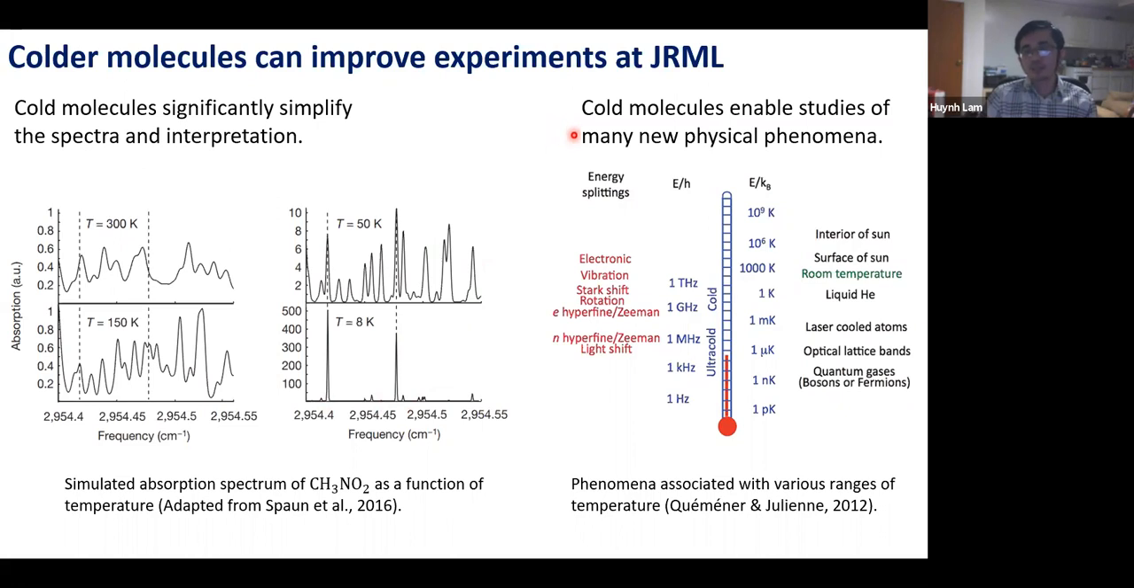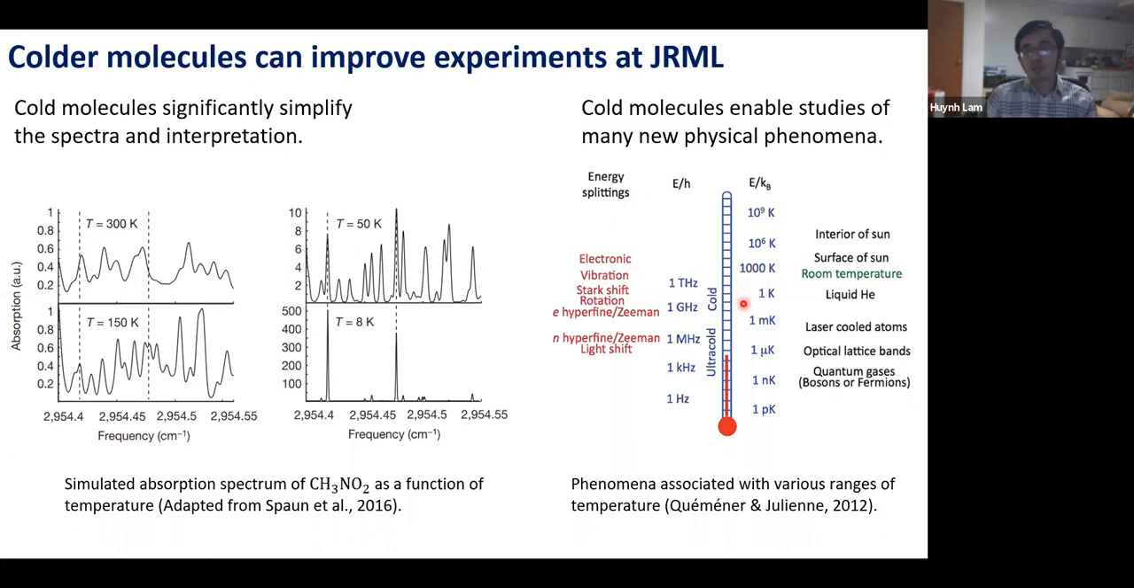The second reason is that cold molecules will enable the possibility to study some new physical phenomena. Here's the list of some phenomena associated with different temperatures. This is a log scale, which means when you go up one square on this ladder, the temperature increases by a factor of 10. For example, if you want to study the vibration and the rotation of the molecules, it's very difficult to study them at room temperature, and you have to cool the molecules down to about 1 Kelvin or a few Kelvin to study those motions.